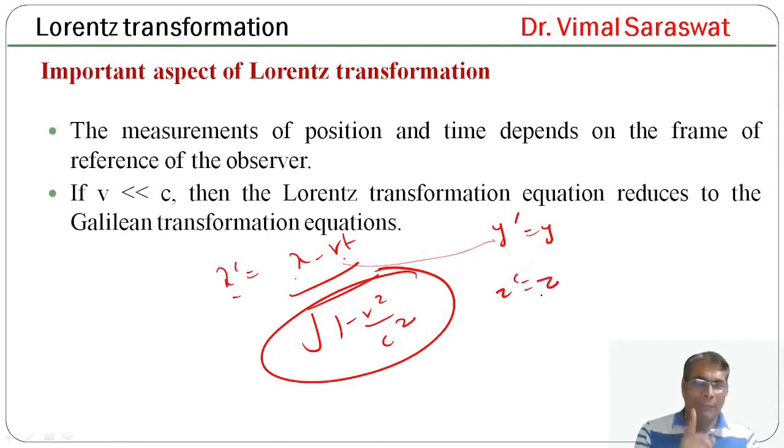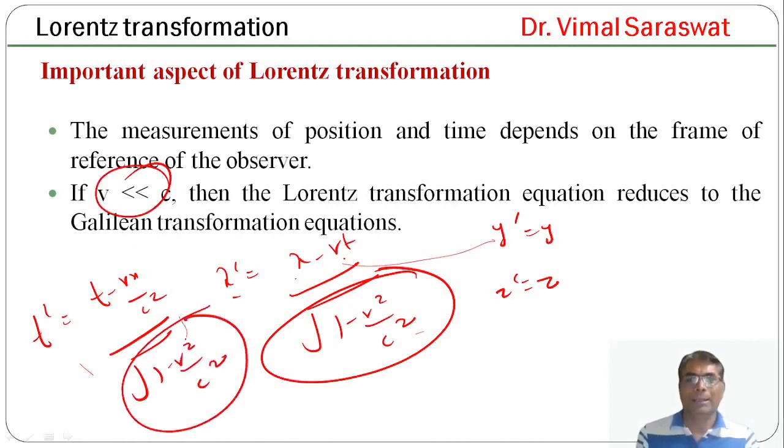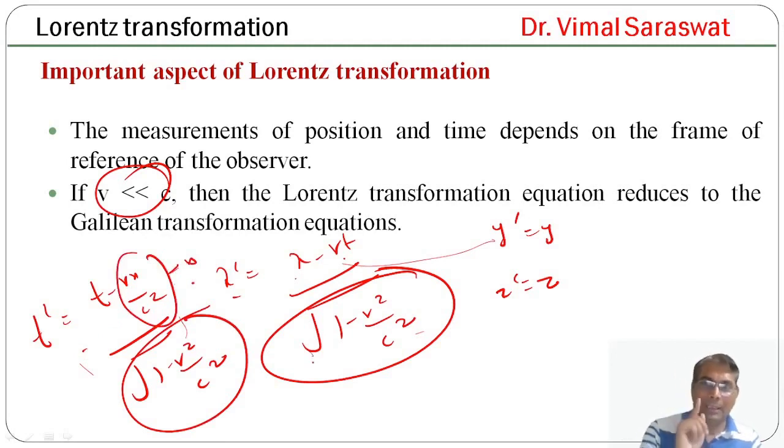And if we discuss t dash, then in Lorentz transformation, t dash equal to t minus vx upon c square whole upon root of 1 minus v square by c square, and v is very much less than c, so this will be equal to 1 and this will be equal to 0. So t dash equal to t, and this is the Galilean transformation equation, because in Galilean transformation x dash equal to x minus vt, y dash equal to y, z dash equal to z, and t dash equal to t. So if v is very much less than c, then the Lorentz transformation equation reduces to the Galilean transformation equations.